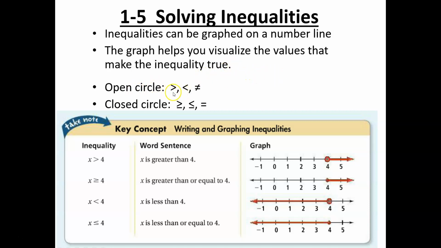If it doesn't include the point, we use an open circle. That means there's no extra lines underneath. It's just greater than, less than, or not equal. If it does include the point, we use the closed circle.